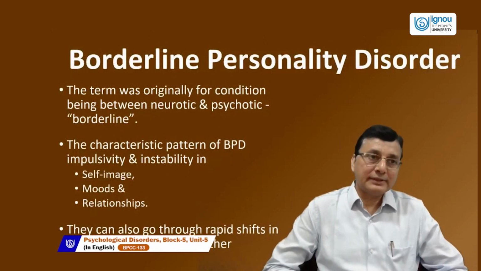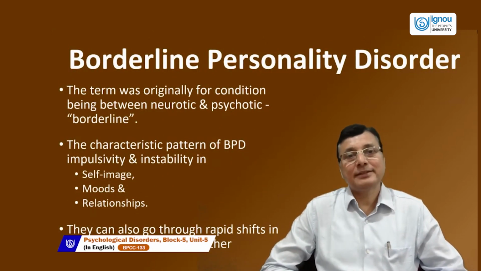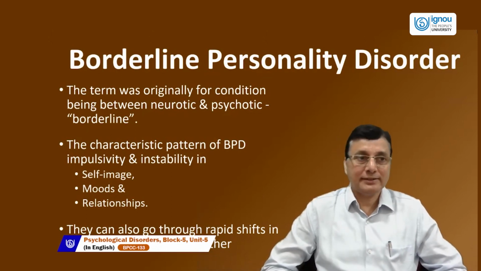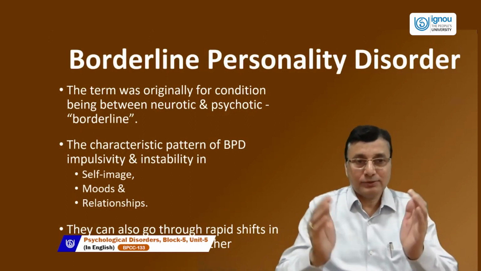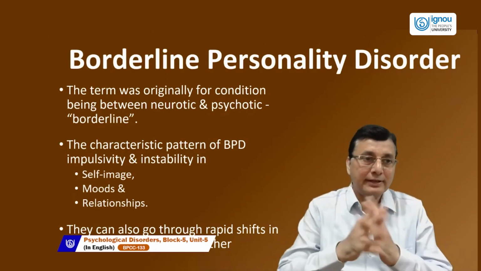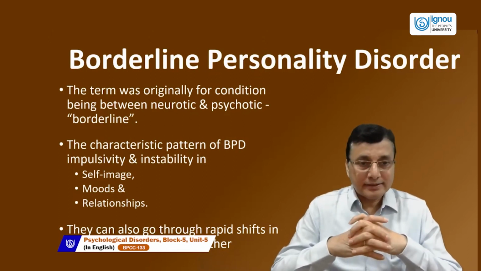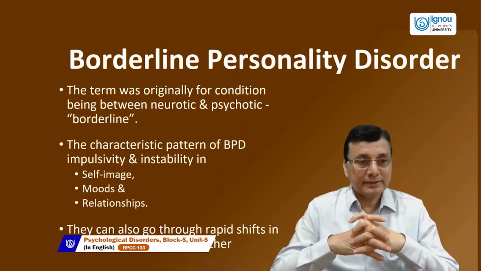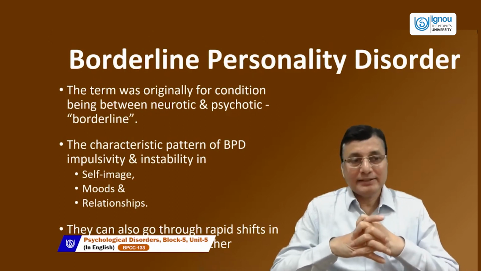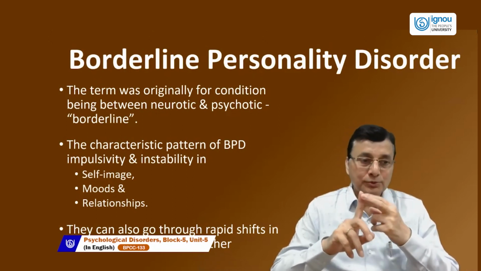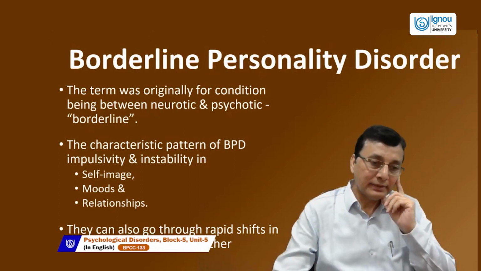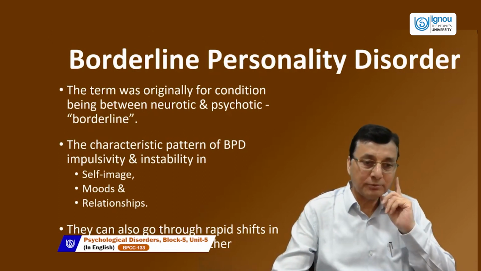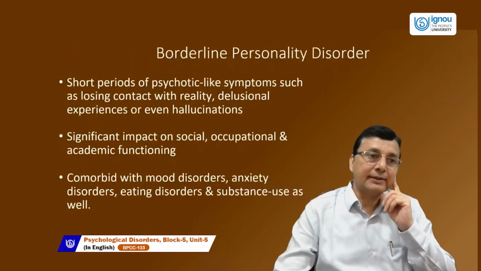Coming to the fourth cluster B personality disorder, it is borderline personality disorder. The term was originally for a condition between neurotic and psychotic, so that's why it was called borderline. The characteristic pattern of BPD is impulsivity and instability in self-image, moods, and relationships. So they can go through rapid shifts in emotions from one to another.